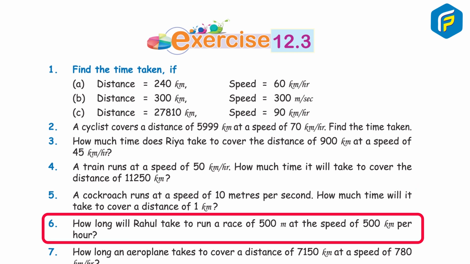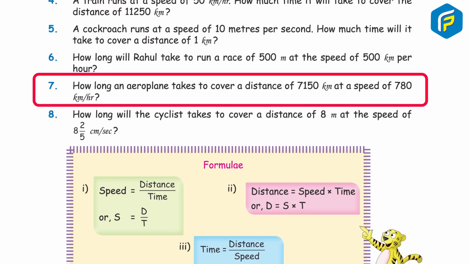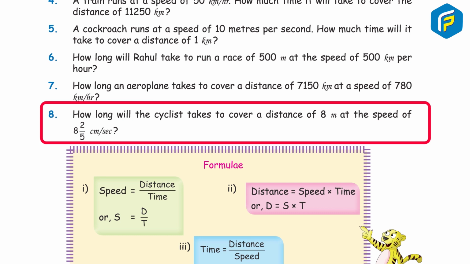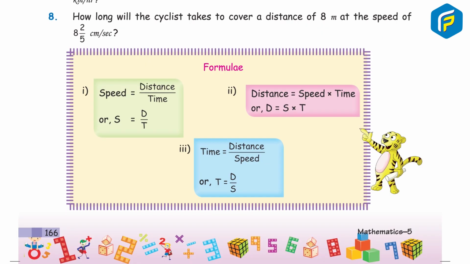Question 6. How long will Rahul take to run a race of 500 meters at the speed of 500 km per hour? Answer 4 seconds. Question 7. How long does an aeroplane take to cover a distance of 7,150 km at the speed of 780 km per hour? Answer 9 hours 10 minutes. Question 8. How long will the cyclist take to cover a distance of 8 meters at the speed of 82 upon 5 cm per second? Answer 1 minute 35 seconds.